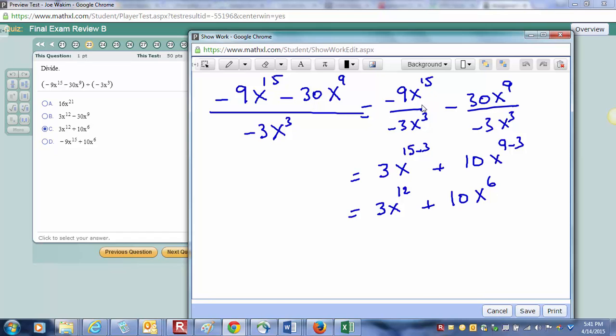Now when you divide exponent notation, you subtract. 15 minus 3 is 12. So that's how we got 3x to the 12. Same here, negative by negative is positive. 30 divided by 3 is 10. 9 minus 3 is 6. That would be the final answer: 3x to the 12 plus 10x to the 6.